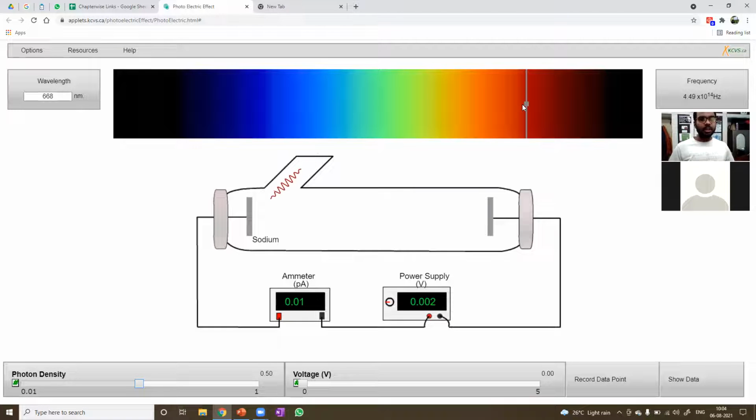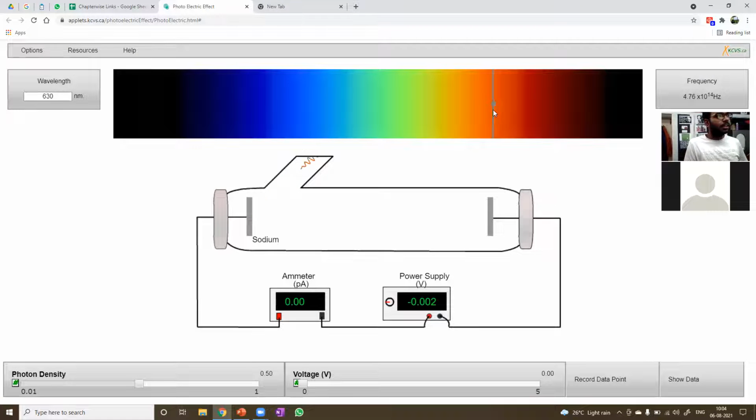More frequency, more energetic is the photon. So I'm increasing the frequency. You see here, this line, I am moving that line to the right. You can see that frequency is increasing here and correspondingly wavelength is decreasing. That means energy of each photon is increasing.